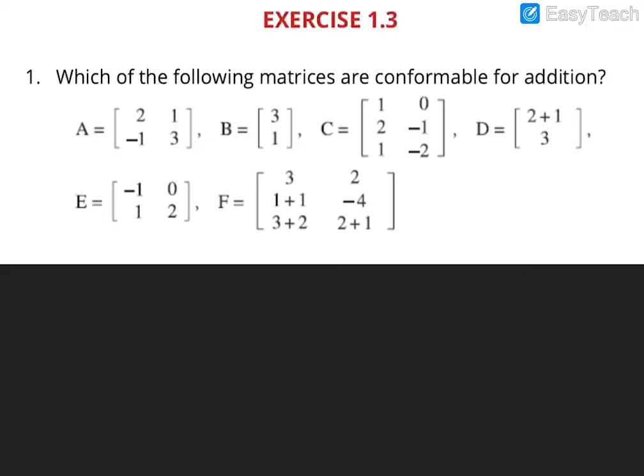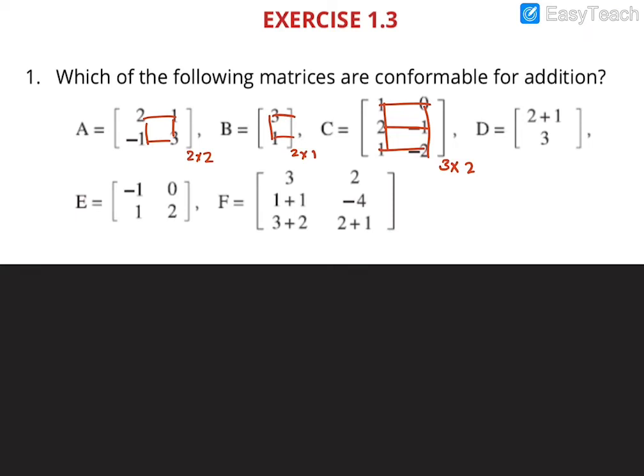Let's do Exercise 1.3, question number 1. Which of the following matrices are conformable for addition? You know two matrices are conformable for addition if their order is the same. So first of all, write the order of each matrix. The order of A is 2 into 2, 2 rows and 2 columns. The order of B is 2 into 1, 2 rows and 1 column. The order of C is 3 rows and 2 columns.